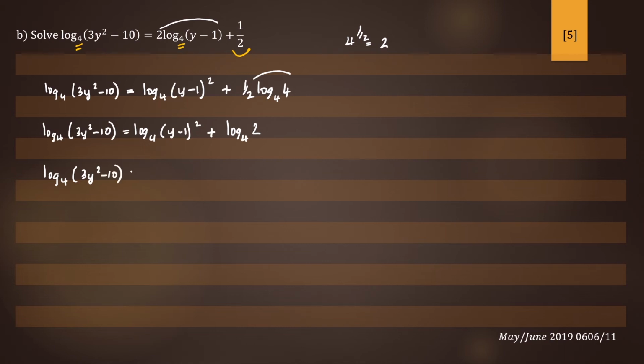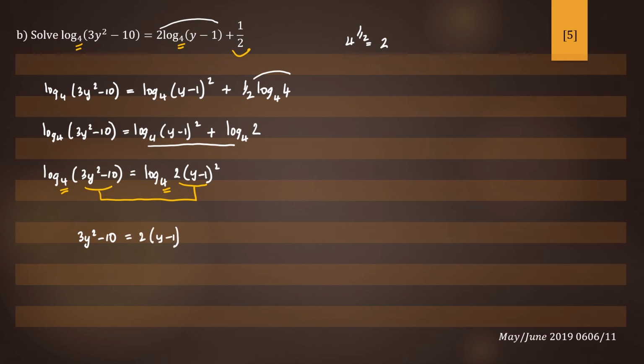Now we can use our product rule to join these two terms. We can write log base 4 of 2 times y minus 1 squared. Now we have the same base, which means that this argument will be equal to this argument here. So now we can write down 3y squared minus 10 equals 2 bracket y minus 1 squared.